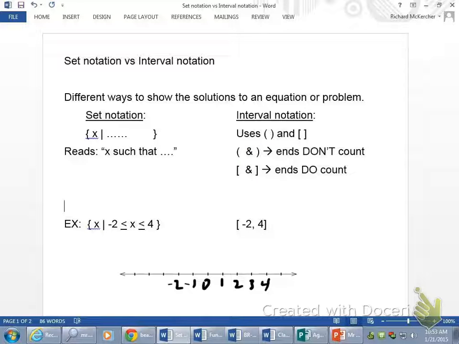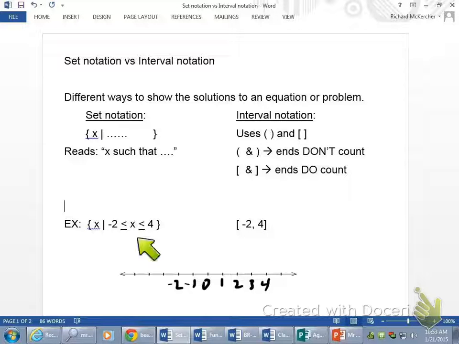You're more accustomed to seeing set notation. It looks something like this, where you've got x such that this inequality happens, and you can tell that this x is in between -2 and 4. But we're going to learn how to switch that over where we use brackets and parentheses, or combinations of brackets and parentheses, to say the same thing. So our goal is to talk about how this really means the same thing as this over here.